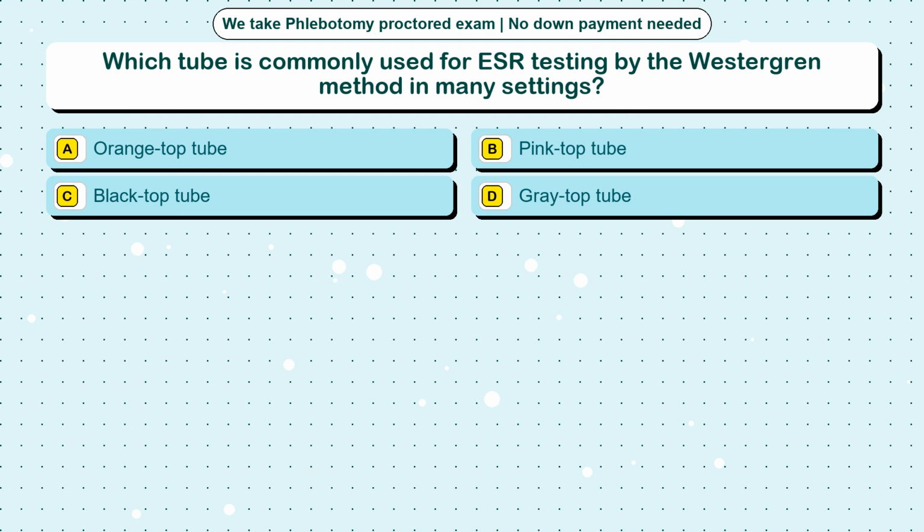Question 64. Which tube is commonly used for ESR testing by the Westergren method in many settings? Option A, orange top tube.